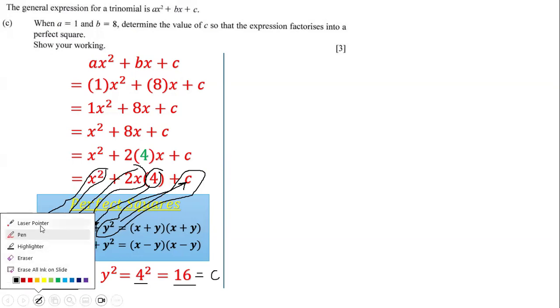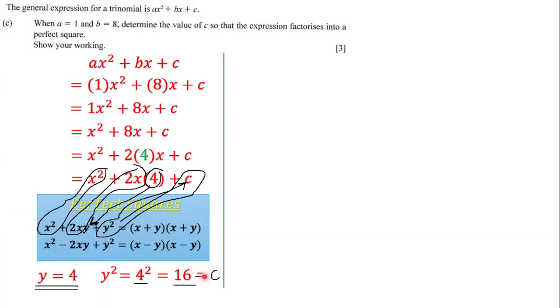And so that's how we got what c is. We got that c is equal to 16 by comparing our perfect square formula with our expression above. We have that x squared is equal to x squared, 2x is equal to 2x, y is equal to 4, and y squared is equal to c. And so if y is equal to 4, y squared is equal to 4 squared, and 4 squared is equal to 16. But since y squared is equal to c, c is equal to 16 because 16 is y squared.